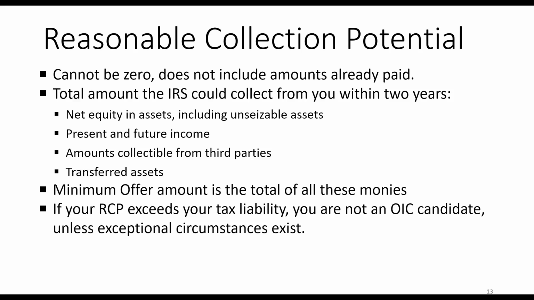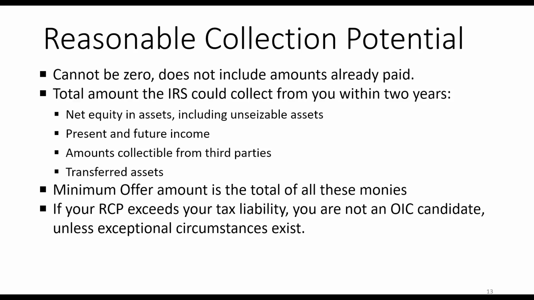Now, when you're looking at reasonable collection potential, it cannot be zero, and it doesn't include amounts already paid. So if they've already been in an installment agreement, you don't factor those in. Unfortunately, what you're doing is basing it on whatever the liability is today and what your client's collection ability is.